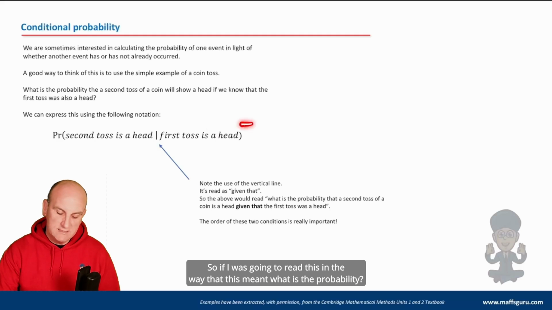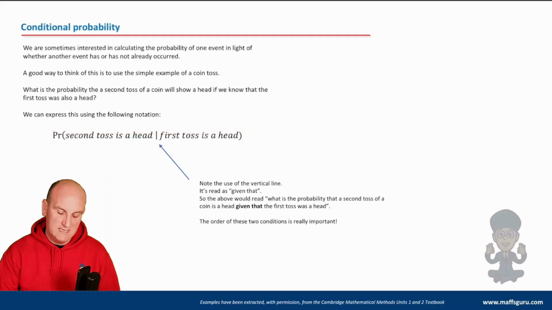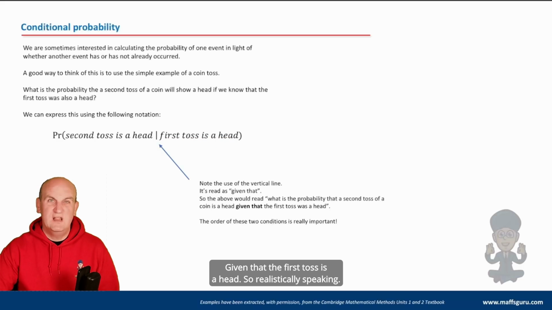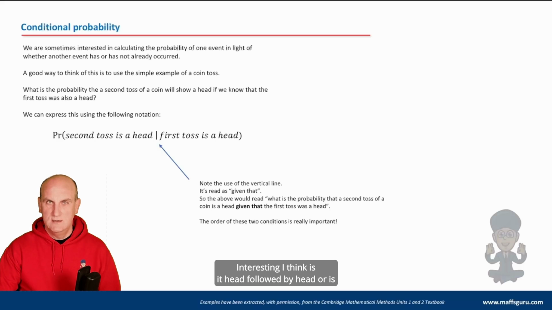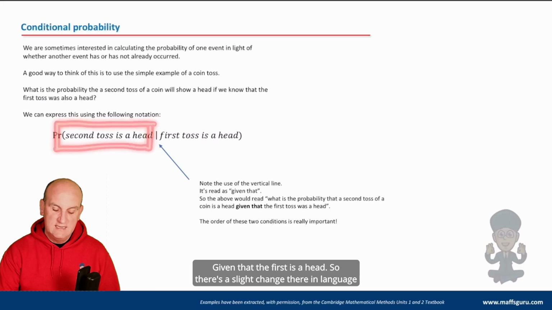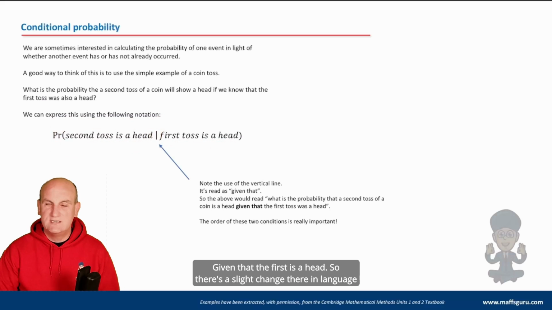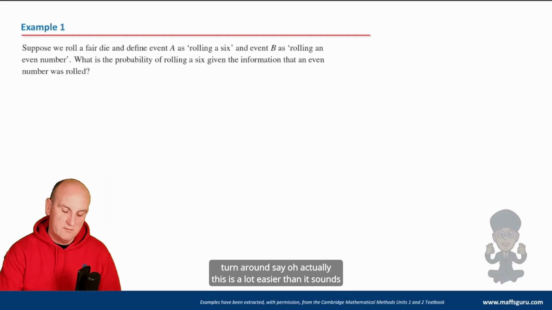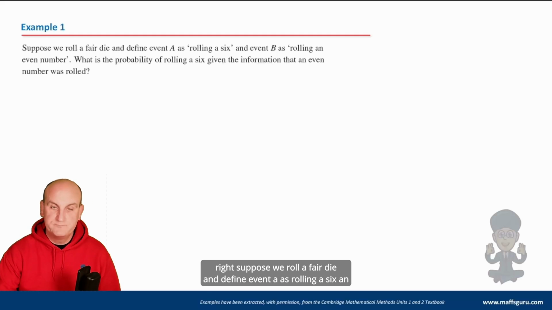If I was going to read this in the way that it's meant: what is the probability that when I toss a coin, the second toss is a head, given that the first toss is a head? Realistically speaking, what is the probability of getting a head followed by a head? Or is it what is the probability of getting a second head given that the first is a head? There's a slight change in language there. If we look at some practical examples, you're going to say, actually, this is a lot easier than it sounds.